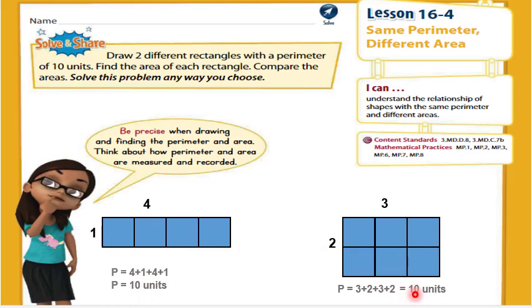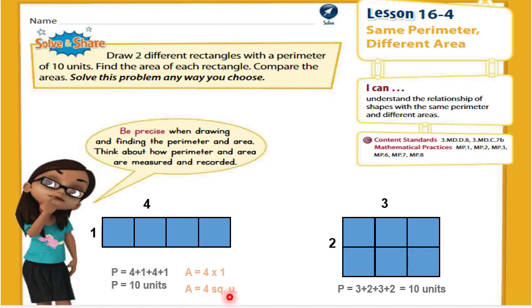Now quickly tell me, according to the video, will the area of these two shapes be the same or can it be different? Excellent, it can be different. Now let's find the area for this shape. How am I going to find the area? Excellent. I have to multiply the sides given to me. So here I have my equation for area. Now what is the product? Very good. It's 4 square units.